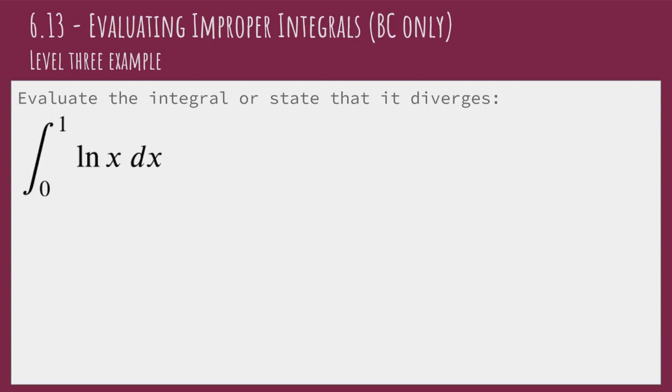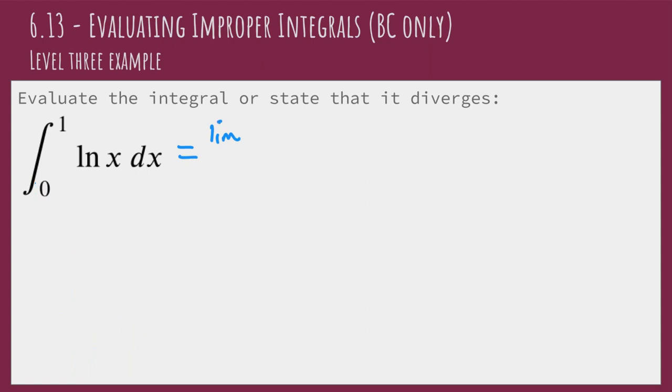Hello, Mr. Betts here. Even though this example looks fairly simple, I categorize it as a level 3 example because we are going to have to use some processes that are a little bit tricky to evaluate this. So first of all, this is an improper integral because if you look at the natural log graph, we know that the natural log approaches negative infinity or has a vertical asymptote at x equals 0. So the very first thing we're going to do is take care of that improper integral part by rewriting it as a limit.